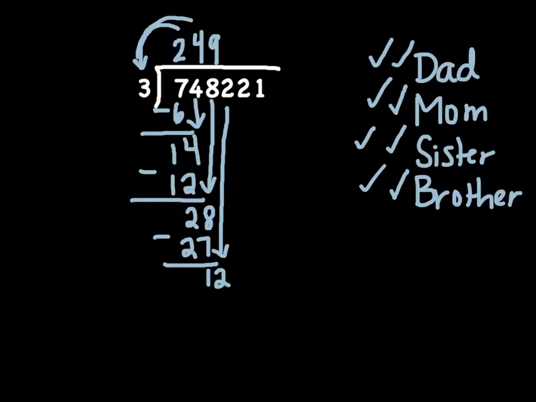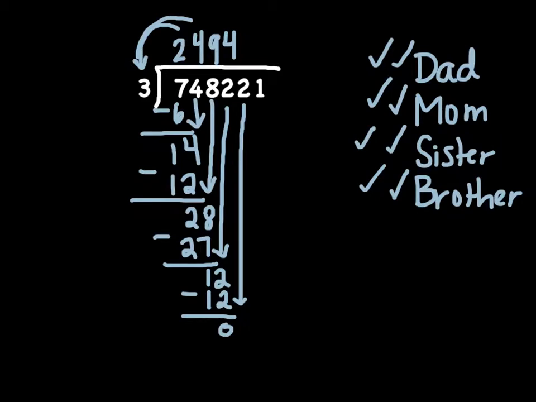Okay, back to division again. 3 goes into 12 4 times. And 4 times 3 is 12. So when we subtract, we get 0. Now we're not quite done with the problem yet just because we got a 0 at the bottom. The reason we're not done is because we still have numbers to bring down.